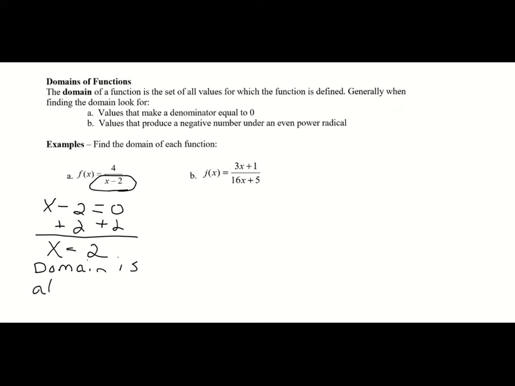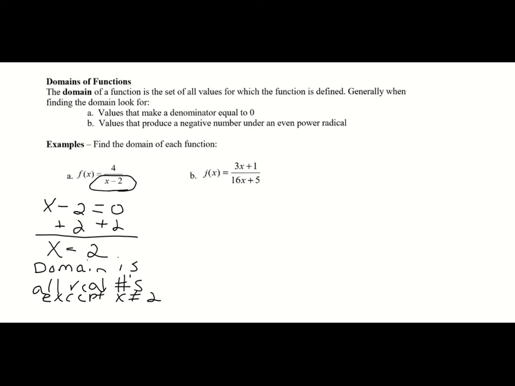So the domain for this function is all real numbers except x cannot equal 2, because if we have a 2 in there, it would give us a 0 in our denominator, so it wouldn't work. So our domain, again, is all real numbers except x can't equal 2. So we're defining the domain.